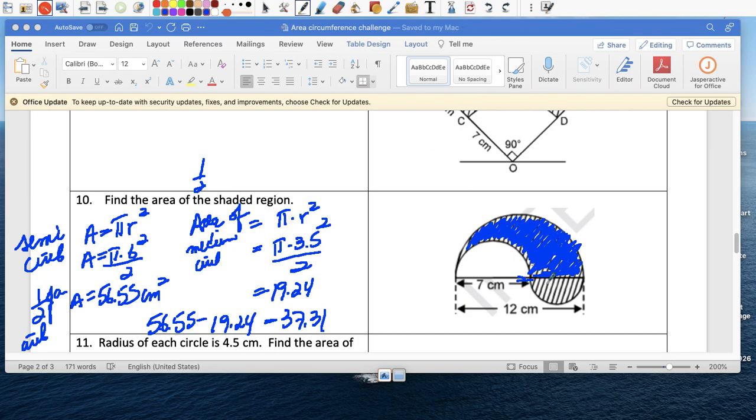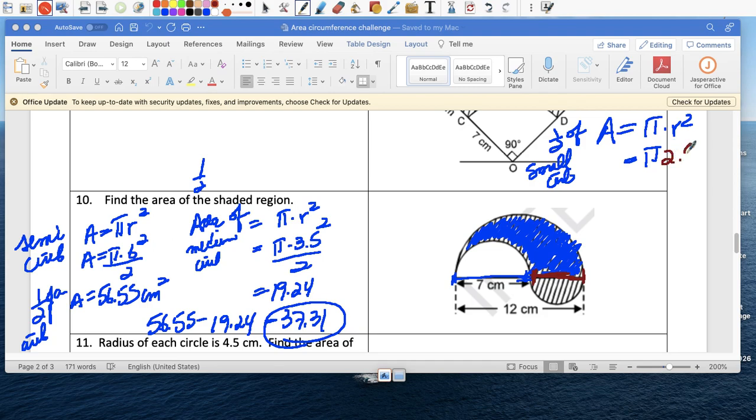And then we need this little guy here. They're asking for the shaded region, so it's this plus this little guy here. Again, it's another half a circle, half of the tiny circle. Pi r squared. The whole thing is 12, from here to here is 7, which means the diameter of the small circle is 5, which makes the radius 2.5. So it's 2.5 to the second power, times pi, and then we still have to divide that by 2.